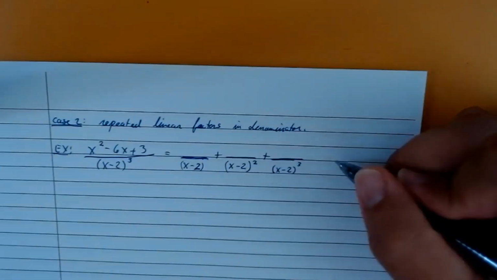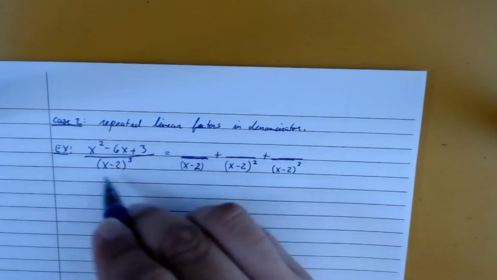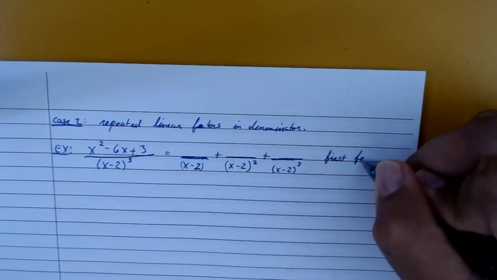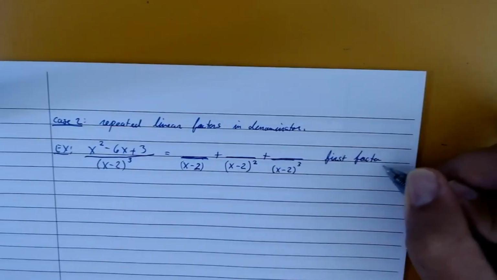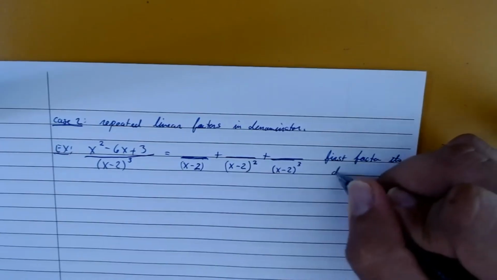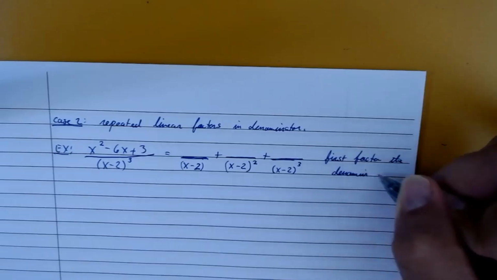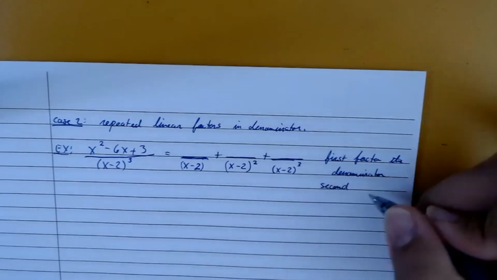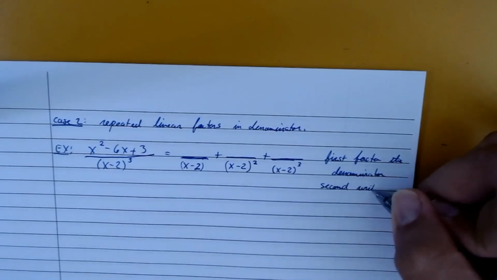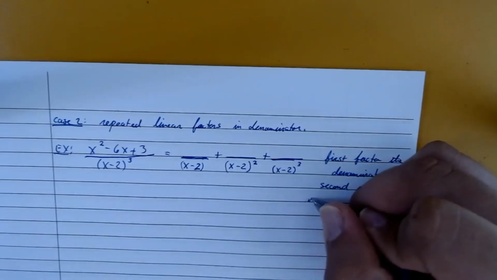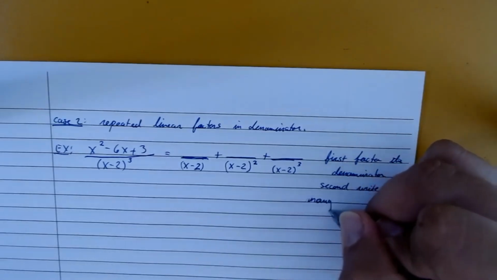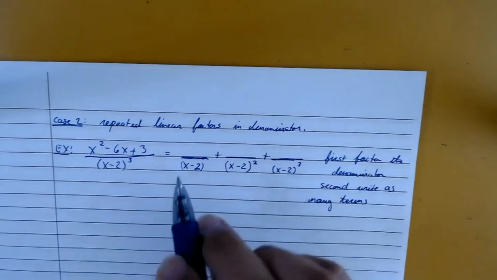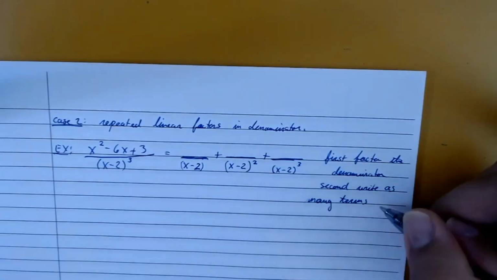So here, your first step was to factor, as always. Here, we were already given a factorization, so we were able to skip that. But first, factor the denominator. Second, write as many terms as you have factors in the denominator.